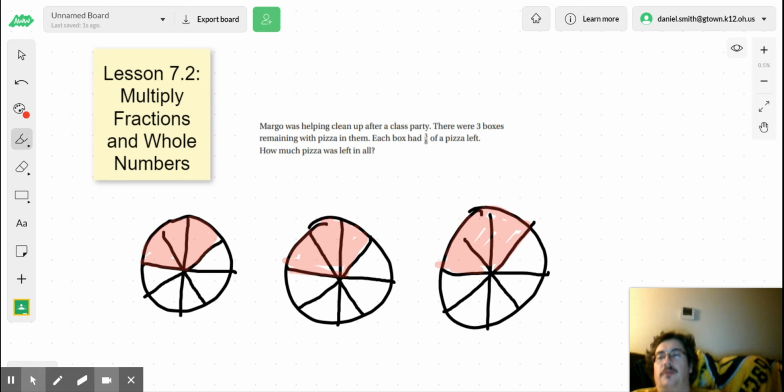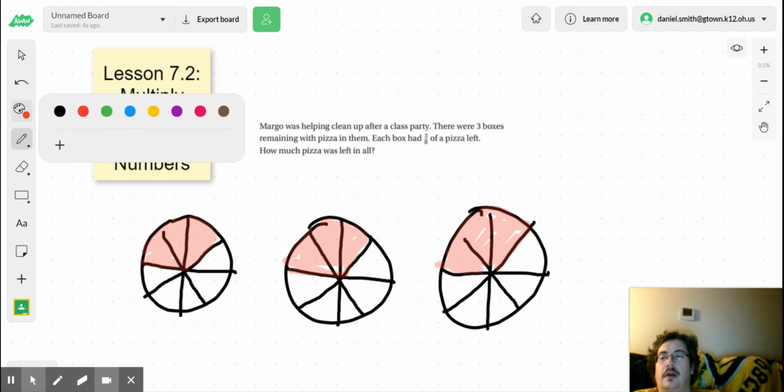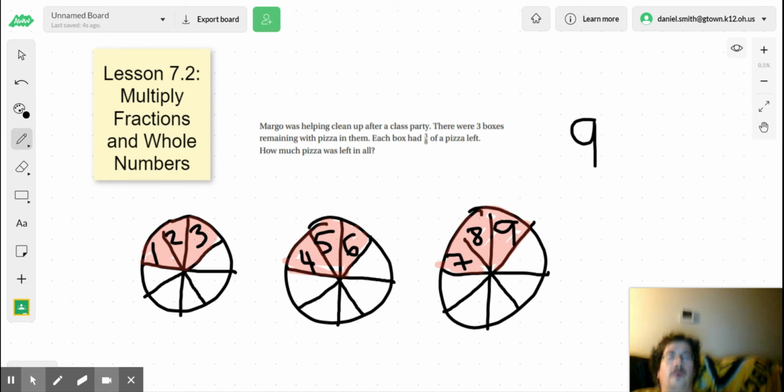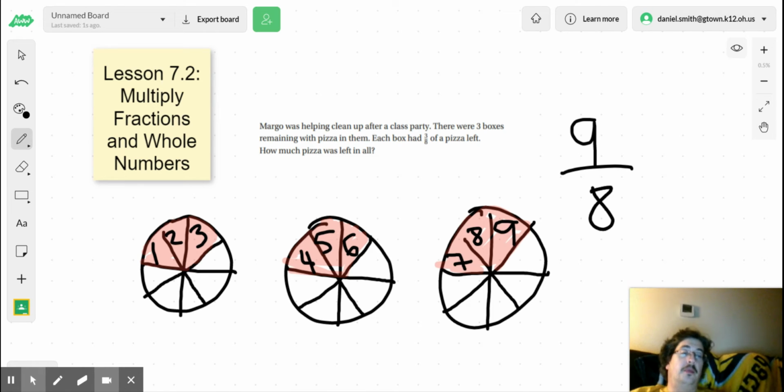All right, so I can look at this picture and simply count how many eighths I have. So I have 1, 2, 3, 4, 5, 6, 7, 8, 9. So I have 9/8 of pizza left. And then I could change or simplify my 9/8 into a mixed number, and that wouldn't be too hard.